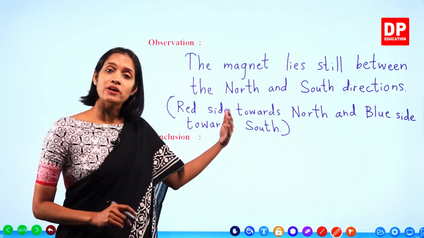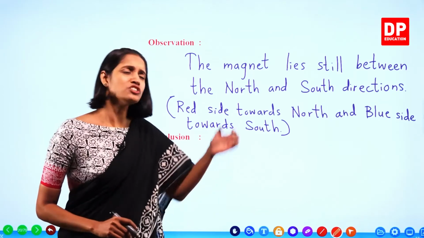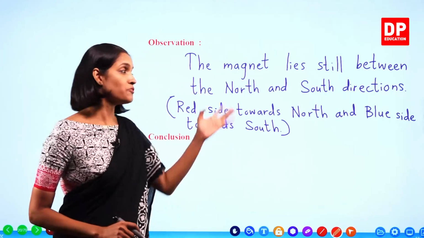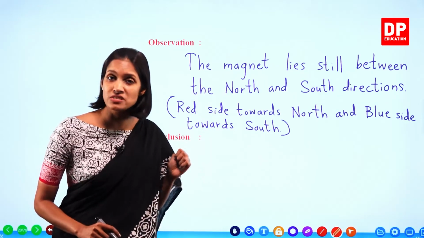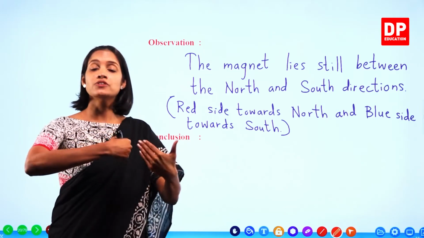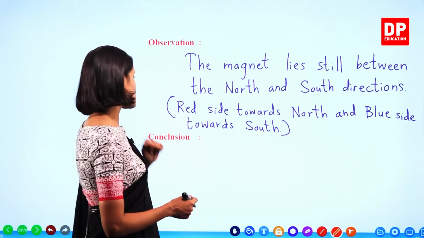You saw that no matter how many times I moved it, it always lies still between like this. So it's very clear that when we hang a magnet, when it becomes still, the magnet always faces towards north-south directions. Okay, let's write that.